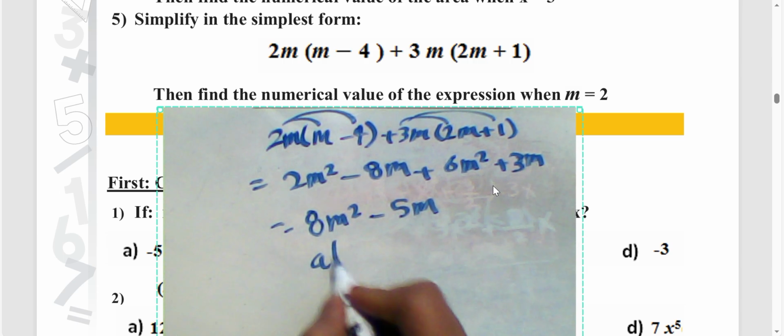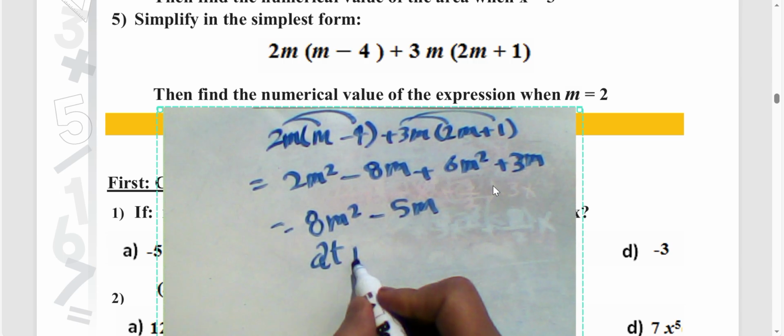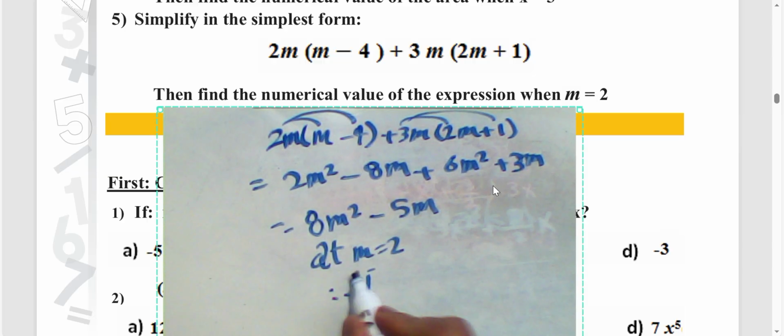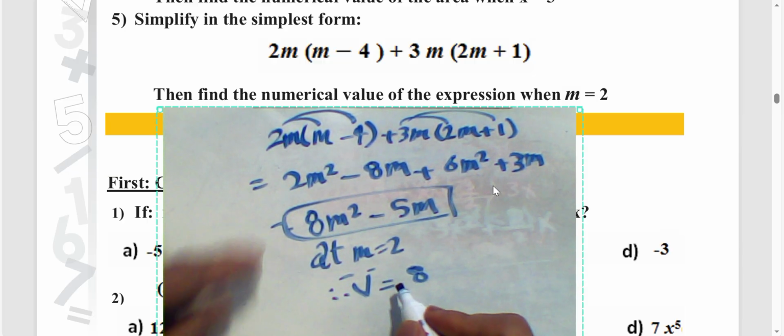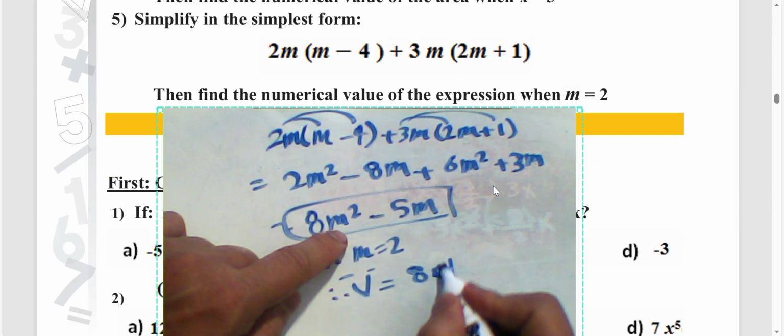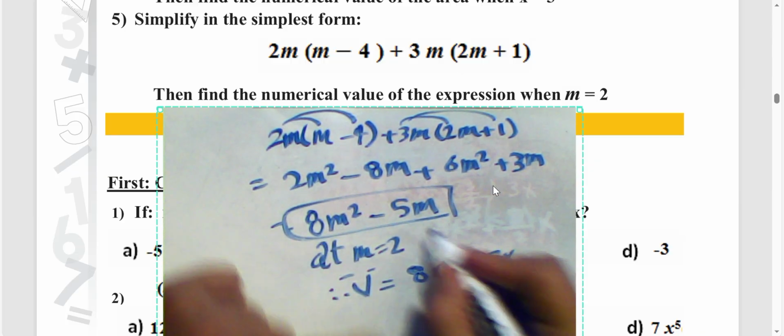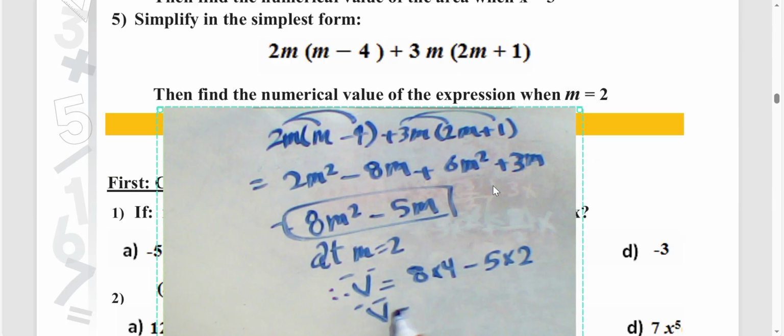Now as the value when m equals 2, the value will be, here is the value of m equal 2. Then we have 8 times 2 power 2. 2 power 2 is 4. Subtract 5 times the value of m equal 2. 8 times 4 is 32. Subtract 2 times 5 is 10. And 3 minus 1 equal 2. Then the result will be 22.